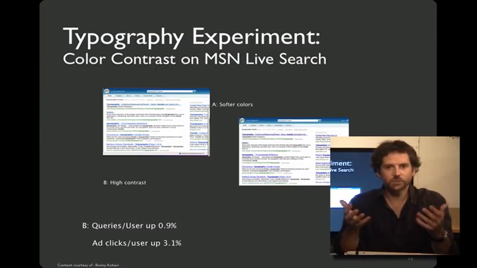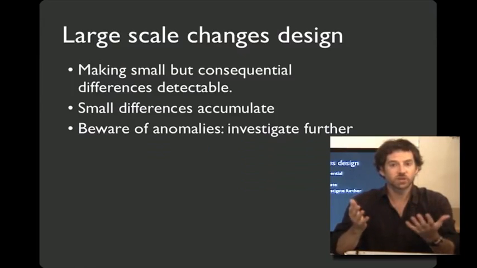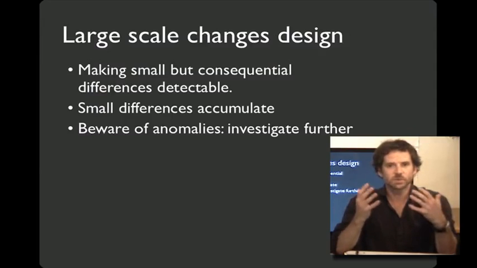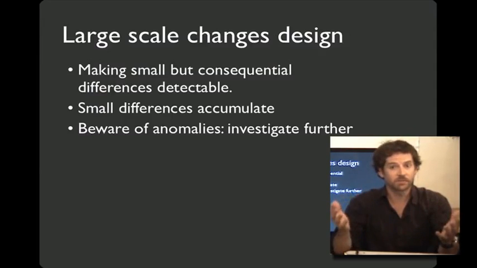However, this difference, which is below your conscious level, increases the number of queries per user by 0.9%, and the number of ad clicks per user increases 3%. At the scale that Microsoft and the other large search players operate, this is a huge change. And I think it's a nice example of how, in general, the giant scale of experiments that you can conduct on the web makes small but consequential differences detectable. Things which we'd never see in the lab, you can now investigate.